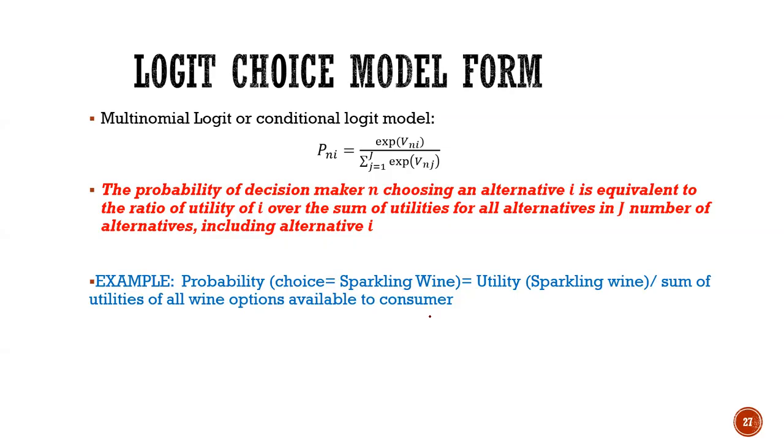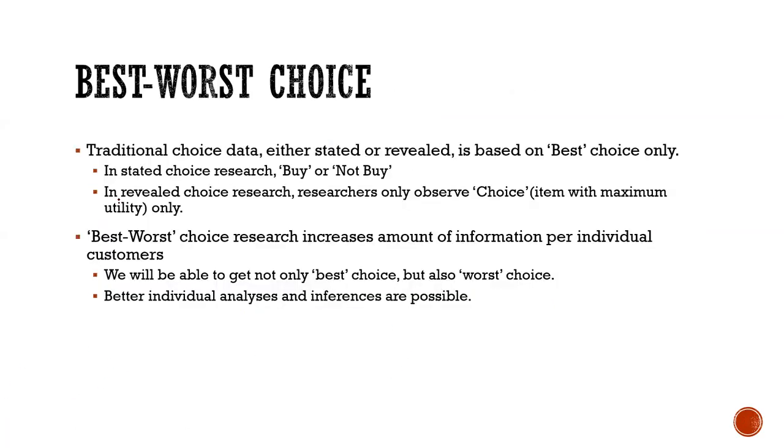In simplest words, it means that the consumer chose sparkling wine because they derived the highest latent utility, unobserved utility, from that bottle of sparkling wine compared to all the other options present in the store. So this is how we are creating a link between latent utility and the choice. That is the whole idea here.